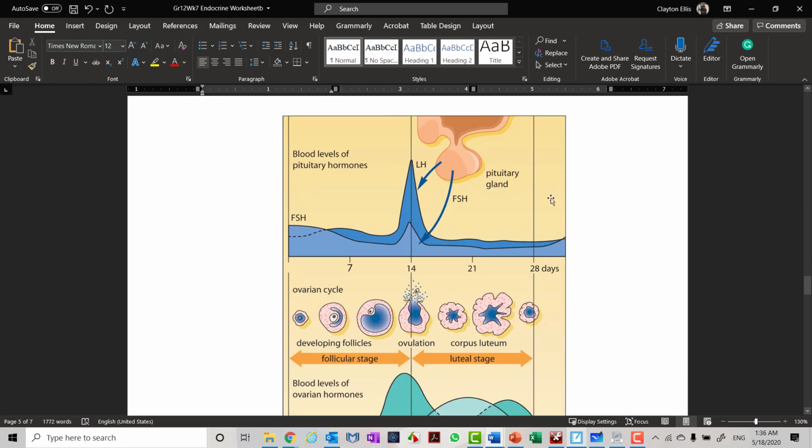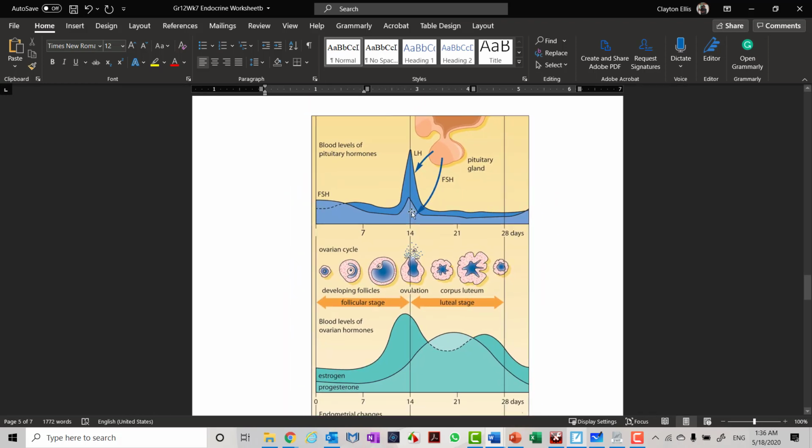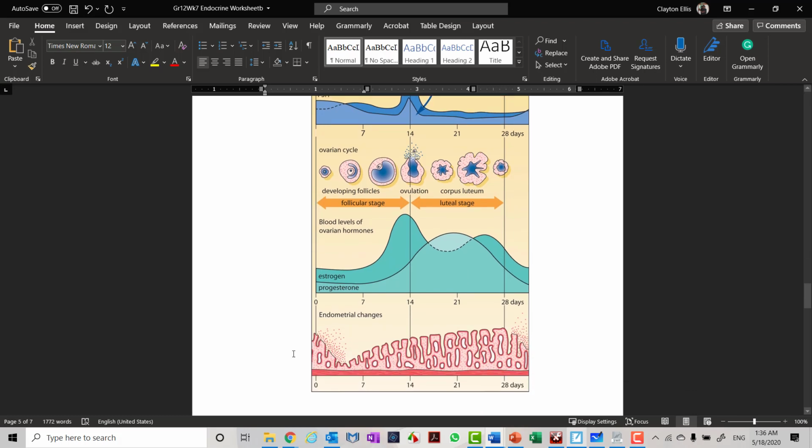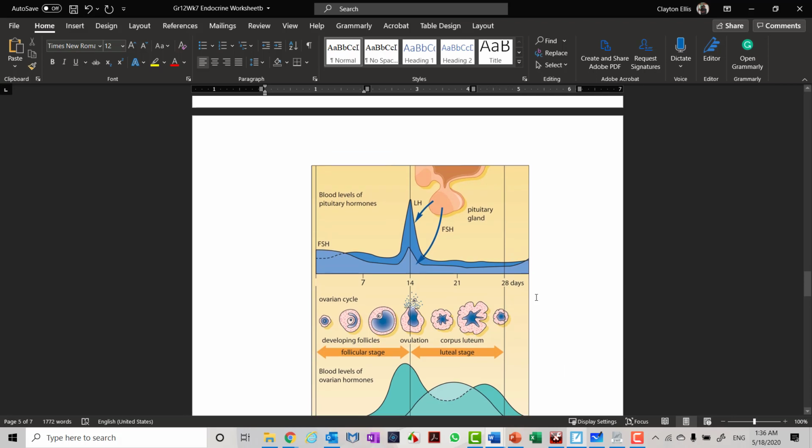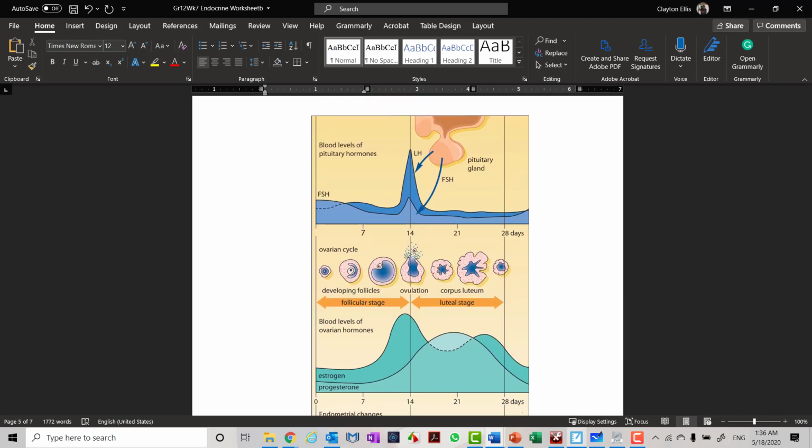On the worksheet, you'll see that I've given you this diagram. Shows the LH and FSH. It shows the ovarian cycle and the follicle and the ova. It shows the corpus luteum, and it shows the combination of estrogen and progesterone and what they're doing, along with the development of the inside wall of the uterus. Right? So all those things together on a single document, that's pretty typical for most of the research that you'll see online.